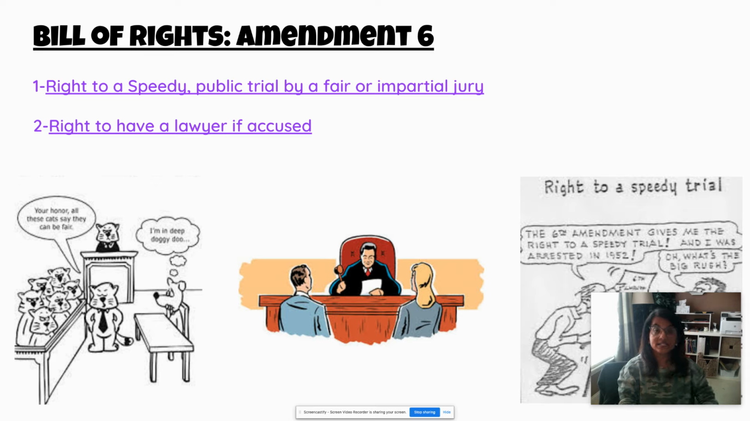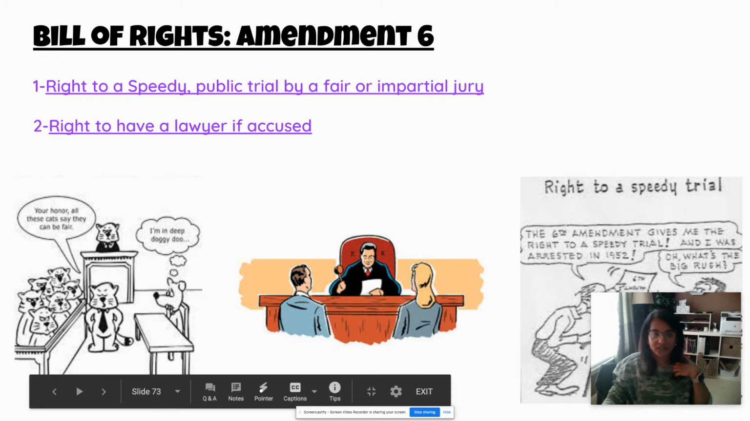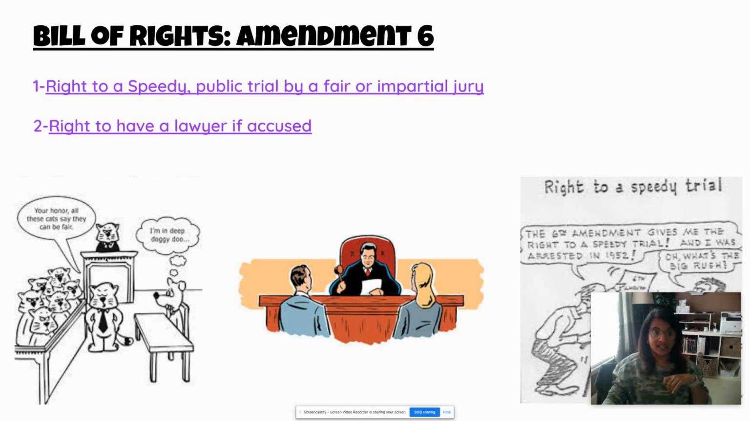All right. Amendment 6 says you have a right to a speedy public trial by a fair jury. Okay. So a fair jury means, like, if you look at this hilarious cartoon, the dog is on trial and he says, I'm in deep doo doo. And the cat says, Your Honor, all these cats say they can be fair. Now, I don't know about you, but I don't think that's fair or impartial. Impartial means being fair. So when you are sitting in a court of law, you want to have people on the jury who are going to be fair to you.